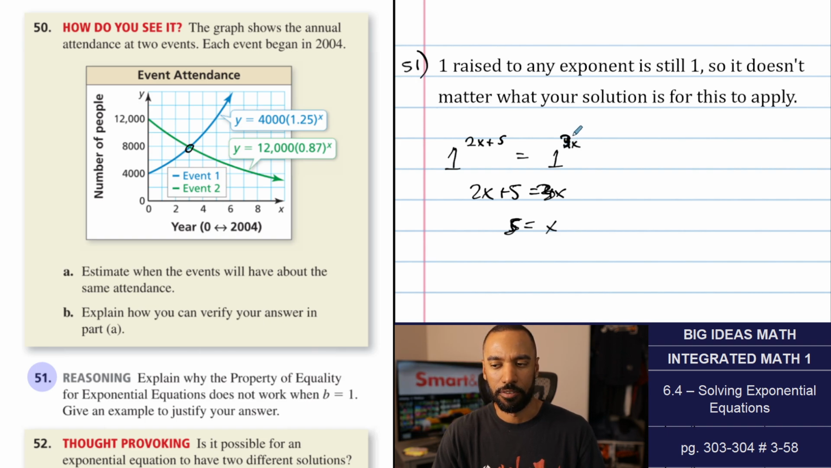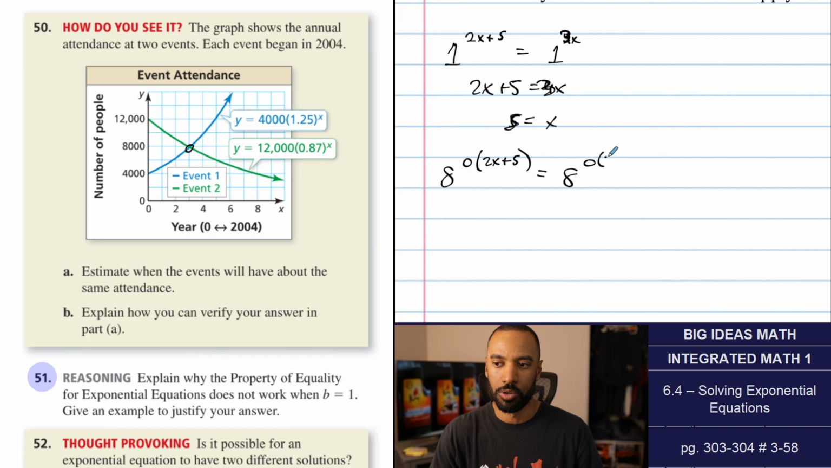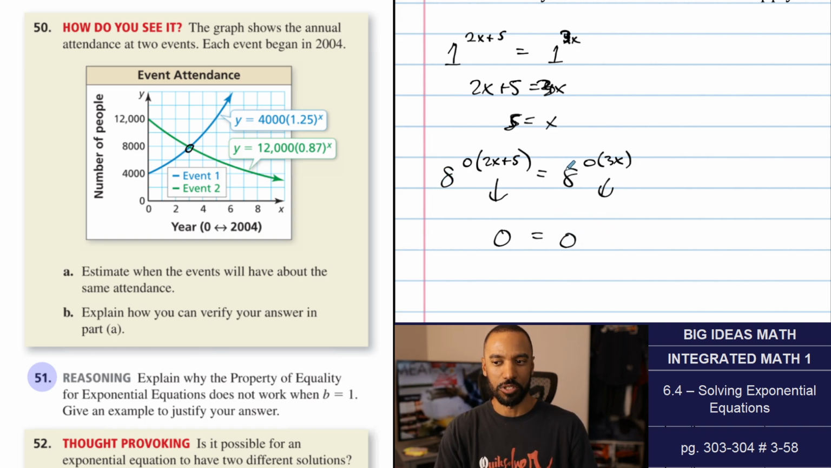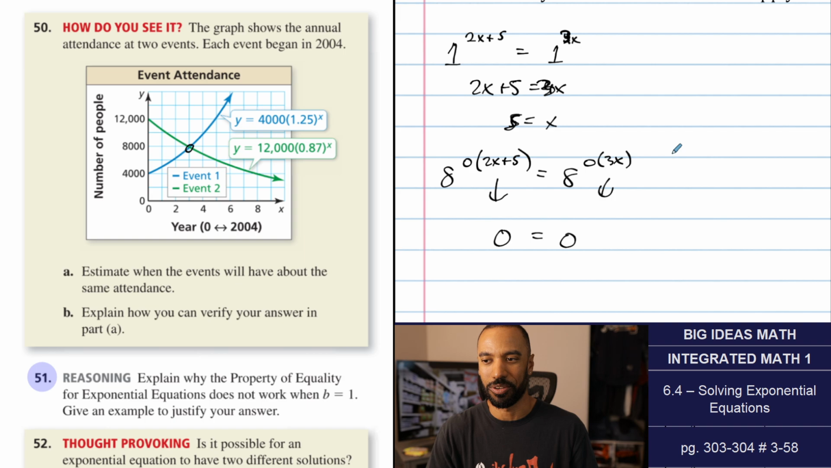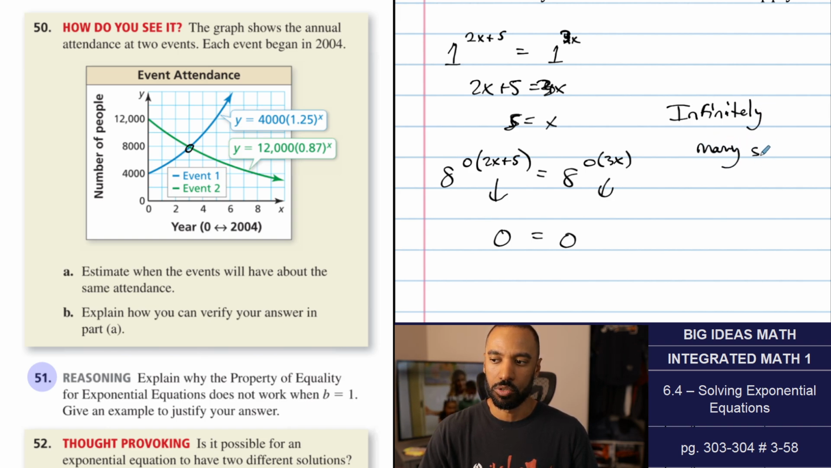I can raise 1 to any power for this to work, but the real problem is where we can raise these to the 0 power, right? This can be 8 to the 0 to the 2x plus 5 equals 8 to the 0 to the 3x. Now, 0 times anything is 0, and 0 times anything is 0. It doesn't matter if these were the same base or not, you match that and get 0 equals 0. It's infinitely many solutions in these cases. You can substitute whatever you want for x, and you'll always get the same result. So infinitely many solutions.